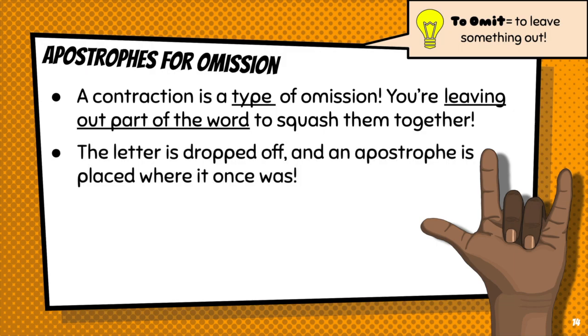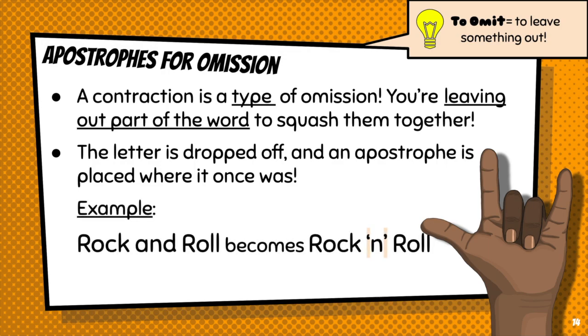The letter is dropped off, an apostrophe is placed where it once was, just like in the contractions we looked at. But sometimes it's not actually two words being squished together, it is just part of a word being dropped off. But we use that apostrophe to show that it's an abbreviated version of that word. Here's an example for you. So this is one you've probably seen before. Rock and roll becomes rock 'n' roll. So it sounds very posh to say rock and roll. So what we do is we omit the A and the D from and, and it says rock 'n' roll, which sounds a lot cooler.